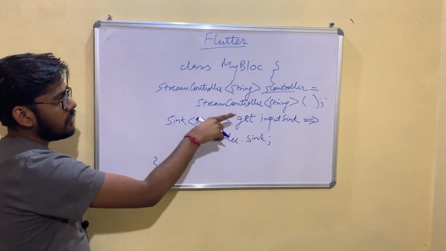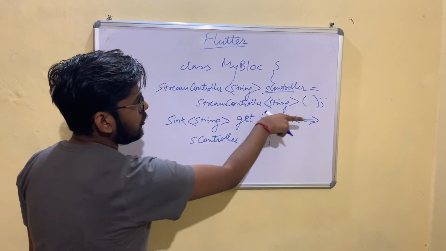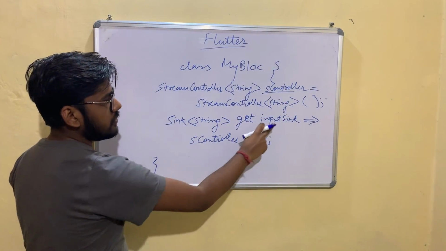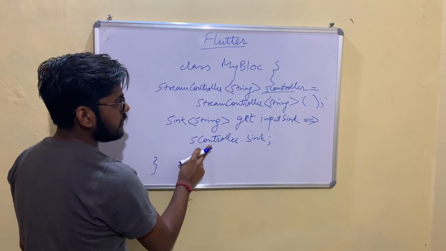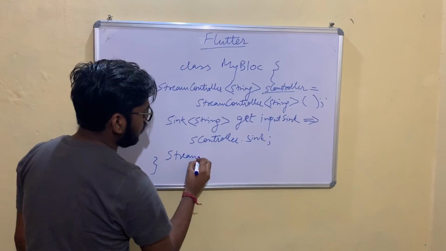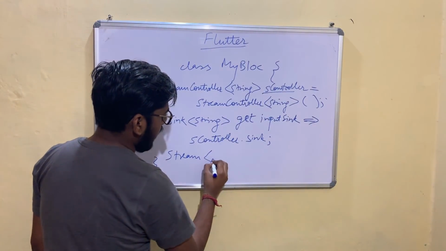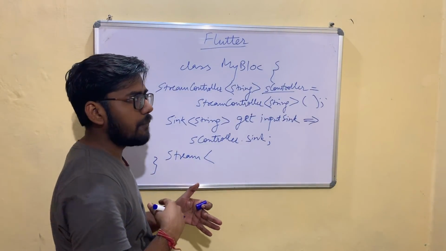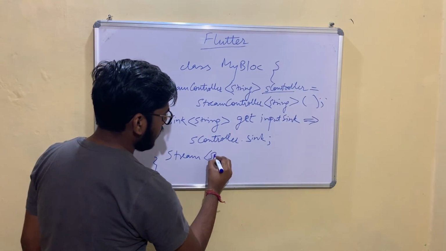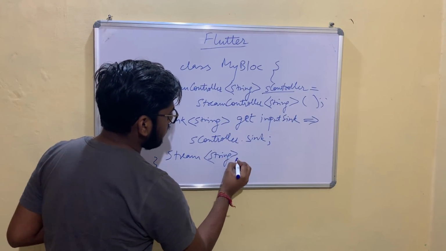First I have sController, which I have initialized, and then I have a sink which is inputSink, and I can just say sController dot sink. Then I'll take a stream, which is the third important component, and now what type of data I want to return, which will again be a String, let's say.